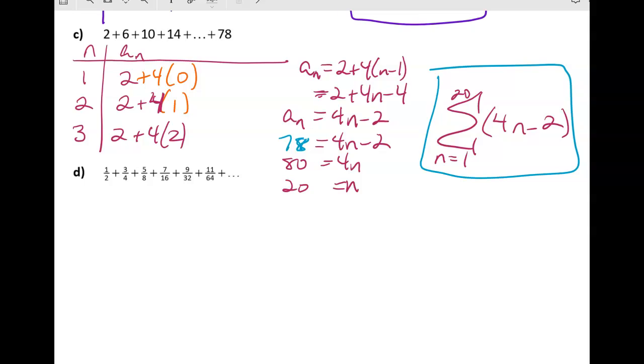All right, try this last one, D, on your own, and this one is going to be one of those where the numerator and denominator are two separate sequences. So treat them separately.